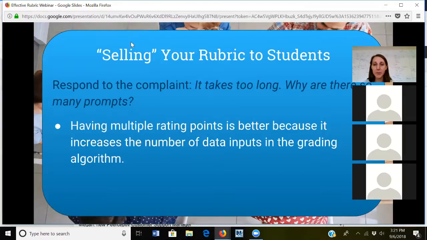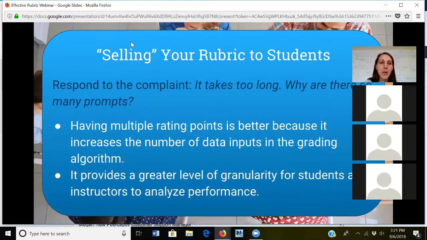If you have multiple inputs, multiple rating prompts, multiple commenting prompts, the grades are going to be more accurate because a student could do poorly in one section but well in another section, and that would be shown. That information would be captured if there are multiple rating points.